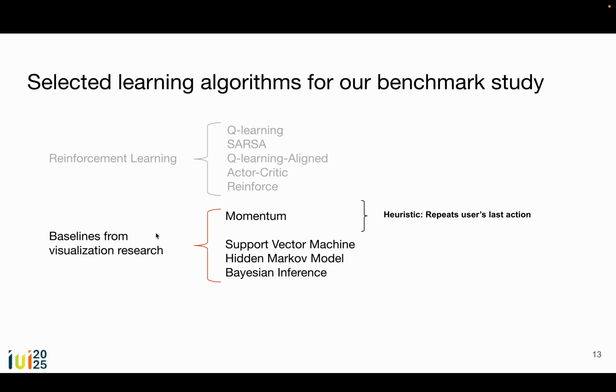We also use some existing approaches from the visualization research and we use them as baseline comparing the RL algorithms. From them, we use the momentum model, which is a heuristic that basically repeats users' last action. And we also use the support vector machine, hidden Markov model and Bayesian inference, which are more common algorithms seen in the visualization papers.